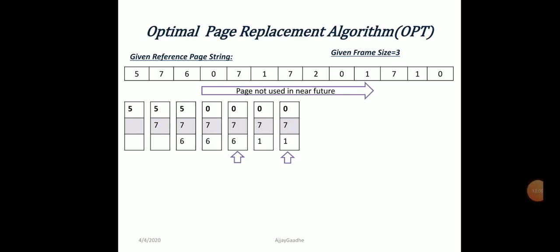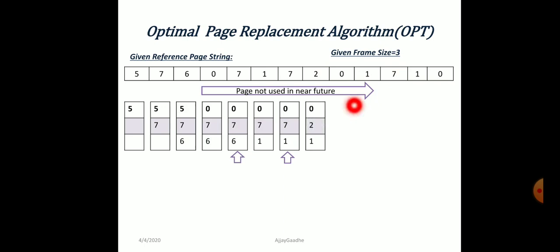The next requested page is 7. It is already present, so it is a page hit. The frames 0, 7, 1 remain as they are. The next requested page is 2. It is not present in main memory; there is no frame with 2. So we will replace the page which has the maximum distance in the future, the page which will not be used in the near future. Out of 0, 7, 1, 0 is there in the near future, then 1, and then 7. So 7 has the maximum distance in the future and is going to be replaced with the new page 2.